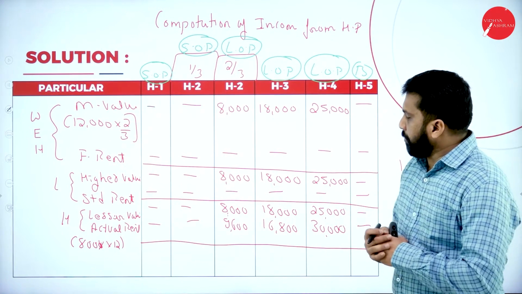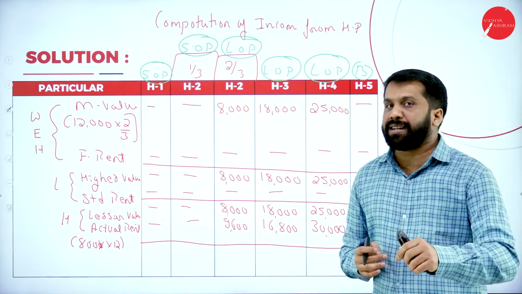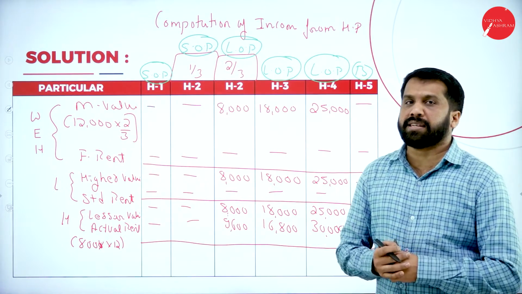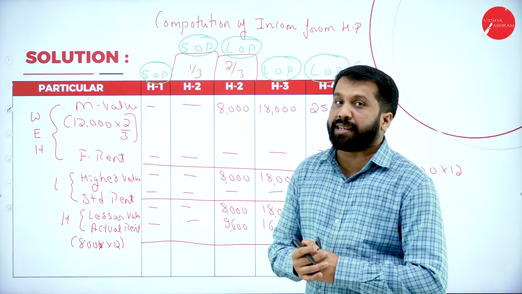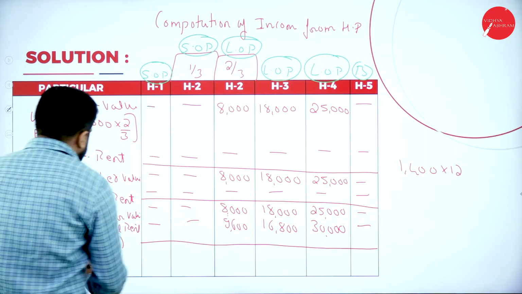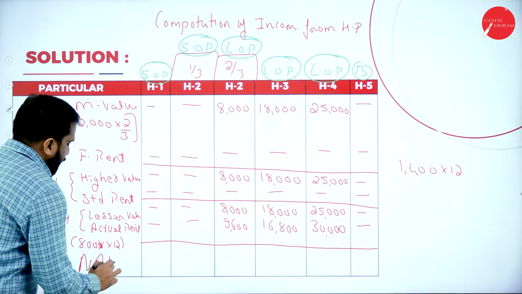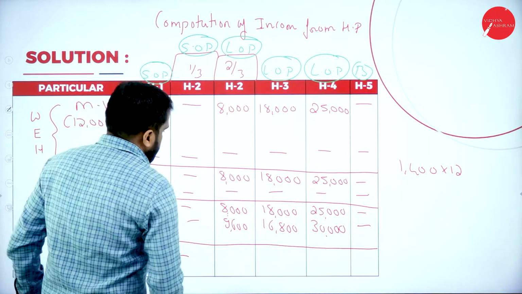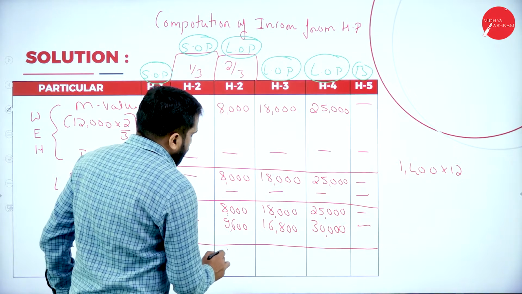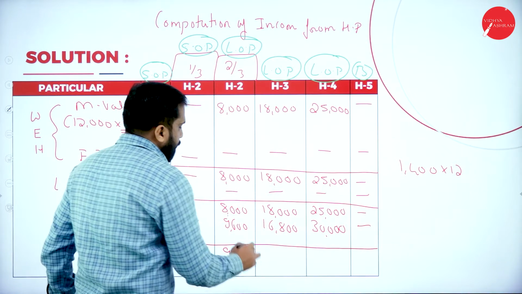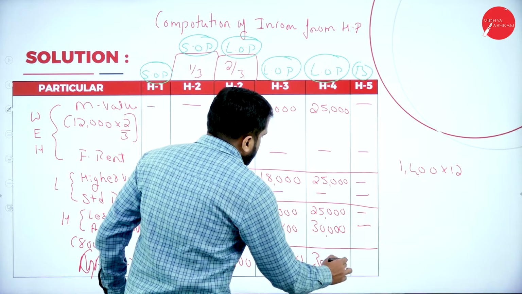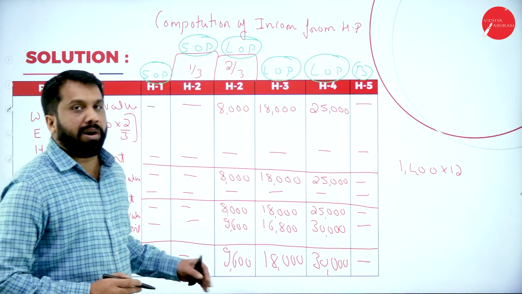Why? Because it may be a mistake, I think. It must be 800, because every calculation is within 20 to 30,000. If you take 8,000, it comes around 96,000. Now, what is the answer? Your net annual value before municipal tax. It will be your gross annual value actually, since we have not deducted your municipal tax. This will be 9,600. This will be 16,800. And this will be 30,000. Up to this we got the answer.